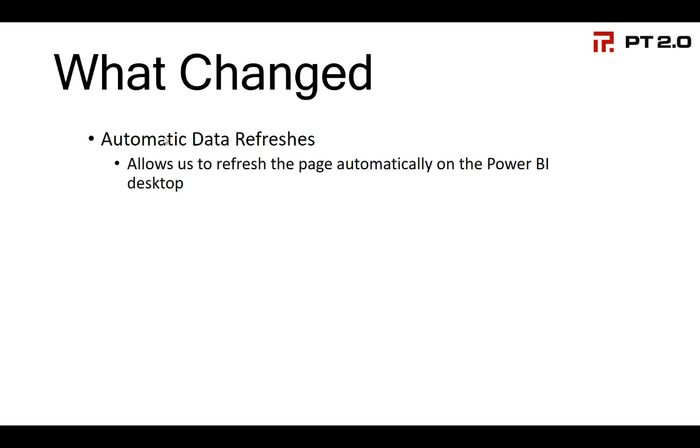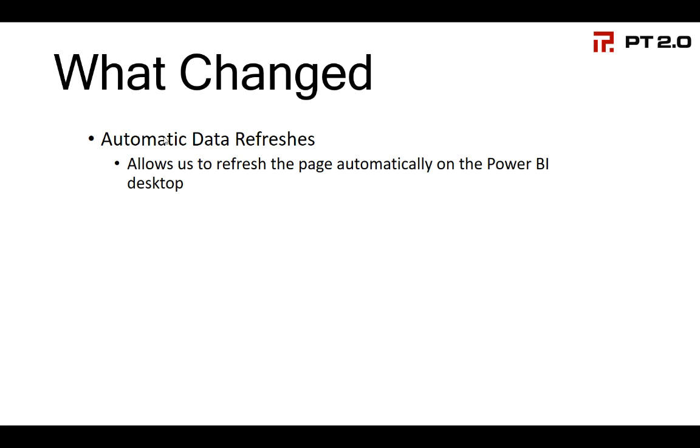We now have the ability to do automatic data refreshes. Now, those who are used to Power BI say, well, there is already scheduled refreshes in Power BI. But what this is, it's allowing automated data refreshes on direct queries in the desktop version. So what this means is that we can set the Power BI desktop version to go and query data sources on a more regular basis.